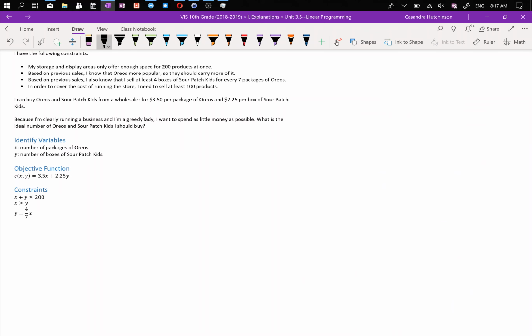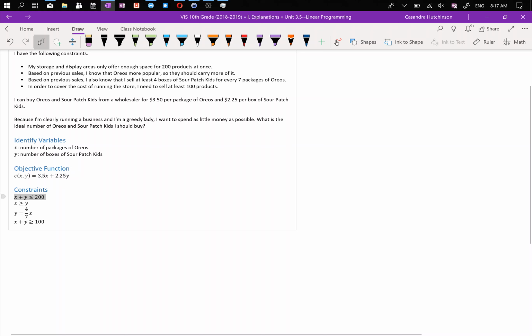And now the fourth one, in order to cover the cost of running the store, I need to sell at least 100 products. So altogether, at least 100. So math equation. Altogether, at least 100. And now I am to the end. I'm ready to graph it. So I don't graph my objective function because it takes 2 inputs and gives a third output. It's 3-dimensional. I save it for the end. What I'm going to graph are the constraints.